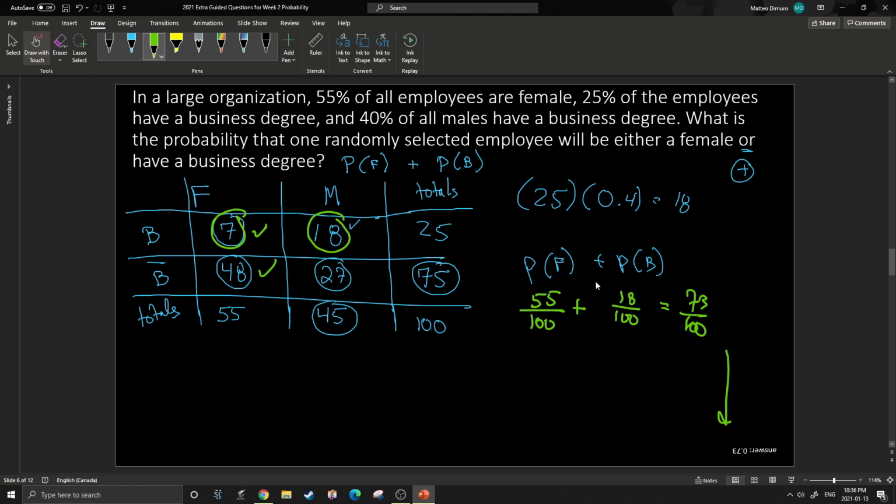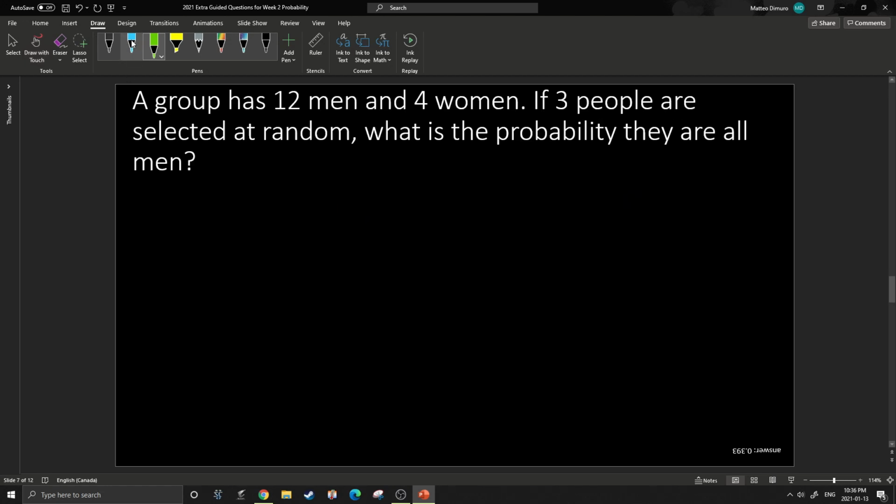That's one way of doing it. There are other ways. Like I said, you could use the formula from the formula sheet, where you realize that if you're going to add these two up, you just got to make sure that you delete the intersection of female and business, so that you don't include it twice. Yeah, there's my advice for that question.